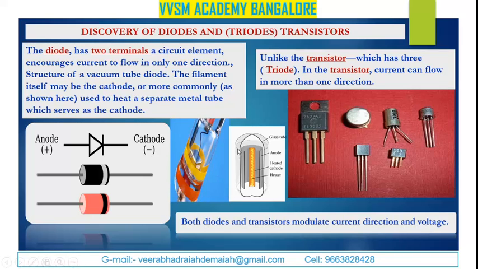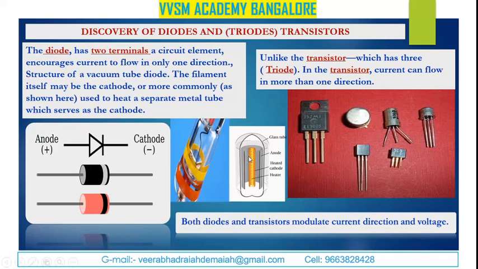Unlike this, the transistor has three terminals, and that's why it's called a triode. In the transistor, current can flow in more than one direction. It varies in more than one direction.